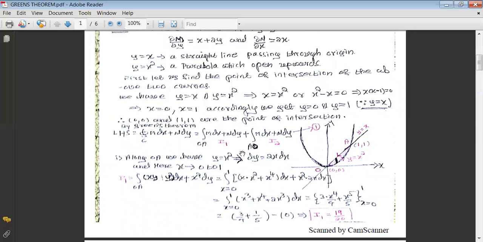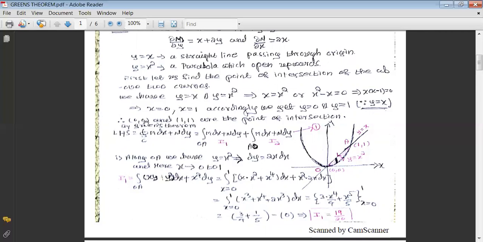Now let us solve the equations y equal to x and y equal to x square. Since the LHS are the same, once you equate the RHS, we find x equal to x square. Taking this x to the other side, factorizing and solving, we get x equal to 0 and x equal to 1. Accordingly, we get y equal to 0 and y equal to 1, because one of the equations says y equal to x.